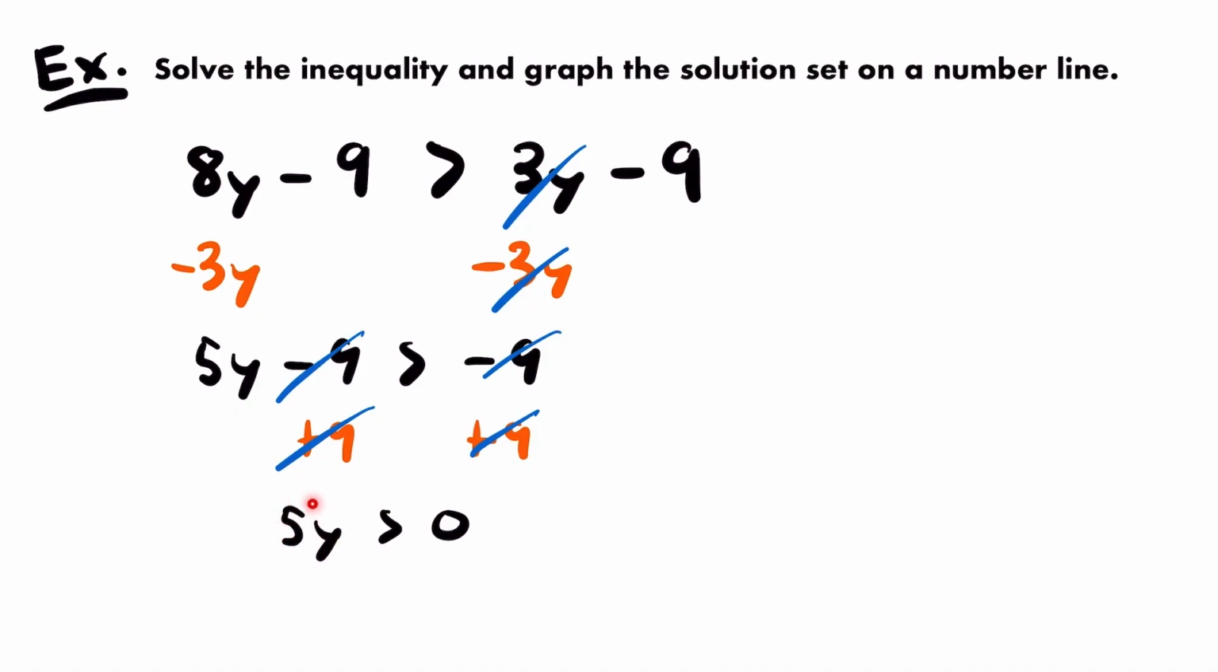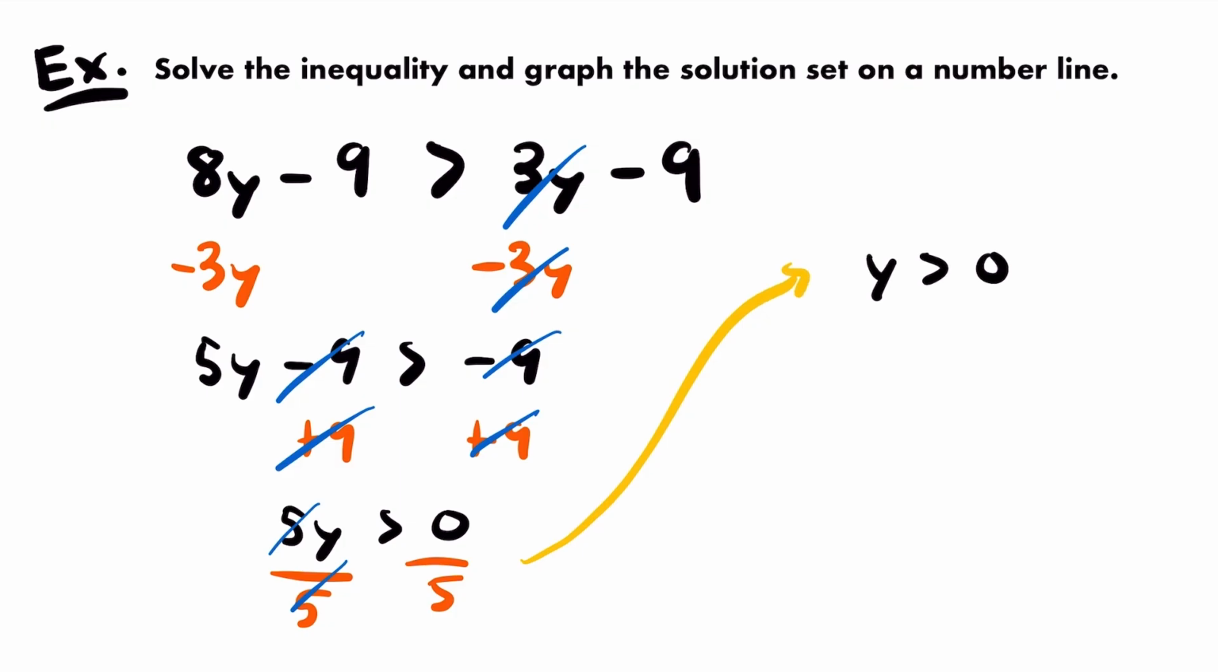which means our last step to solve for y is to get rid of this coefficient of 5, which we can do by dividing both sides of the inequality by 5. So if we do that here, if we divide both sides by 5, these 5s will cancel out. 5 divided by 5 is 1. 1 times y is just y. So we will have y greater than 0 divided by 5, but 0 divided by a number like 5 is just going to be 0. So what we end up with here is y is greater than 0. That is the solution to this inequality.